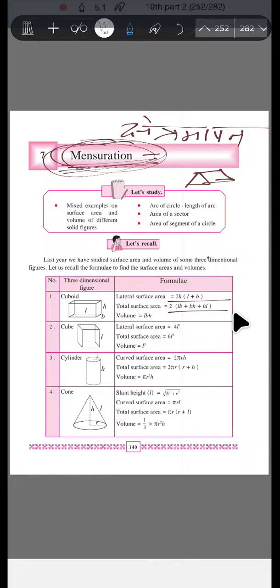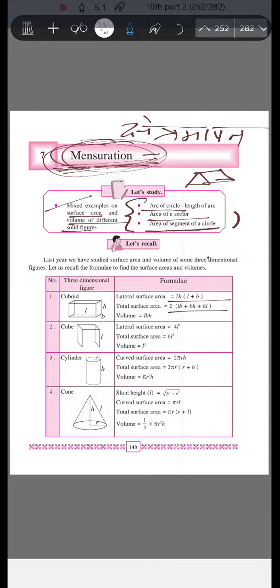In the 10th standard, what are we going to discuss? Simply mixed examples of surface area and volume of different solid figures. And one more topic is there: arc of a circle, area of a sector, and area of a segment of a circle. All these things we are going to discuss, and that topic is nothing but mensuration. So one by one we are going to cover all these things.